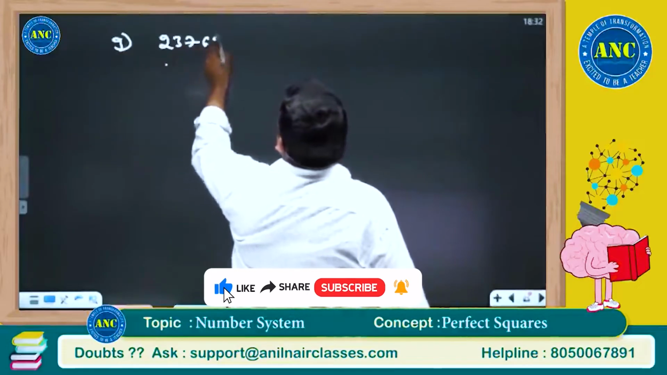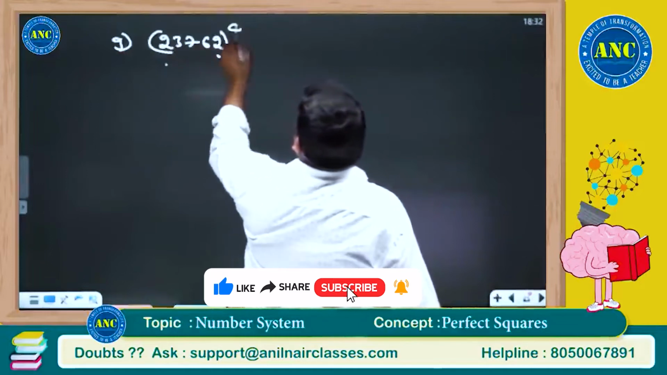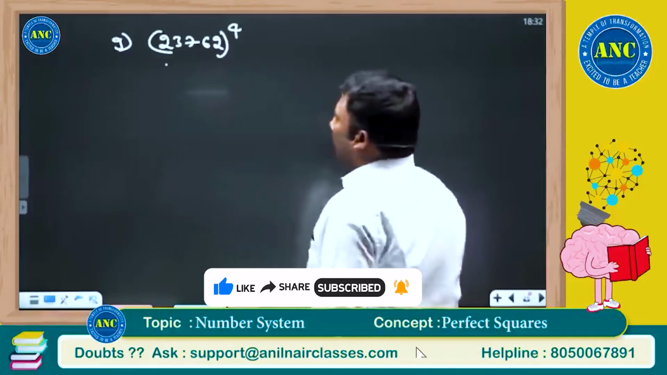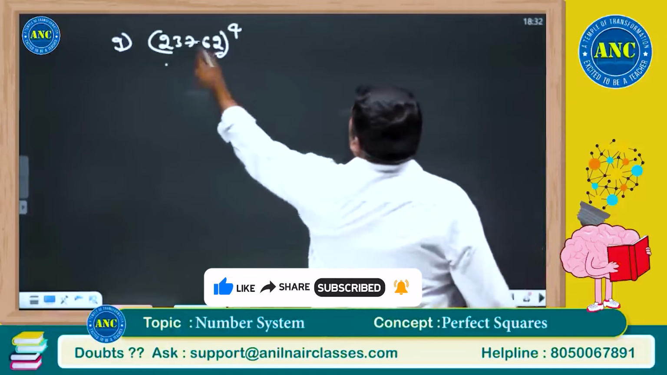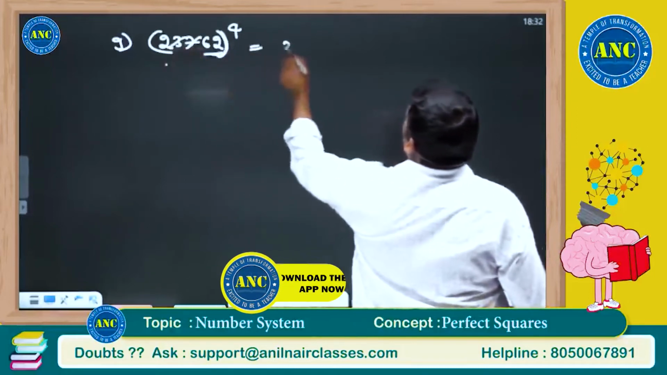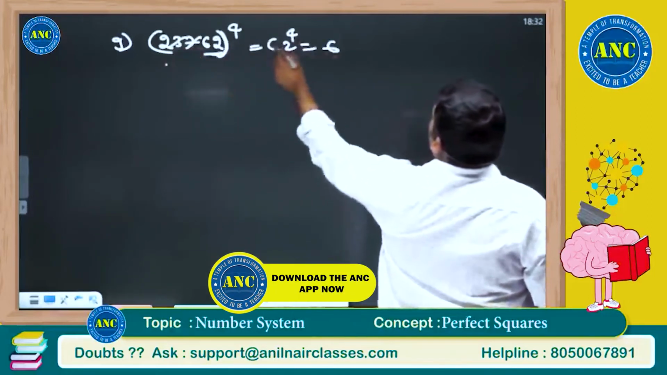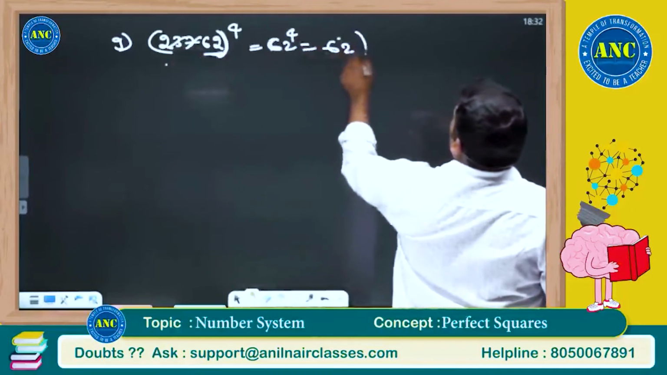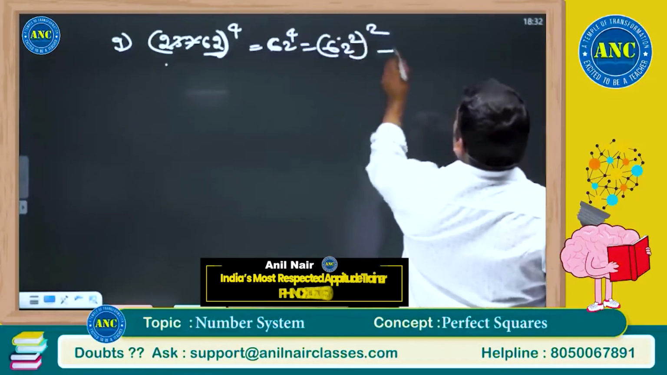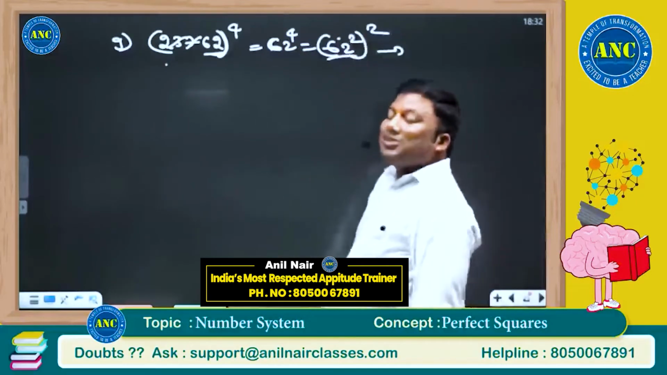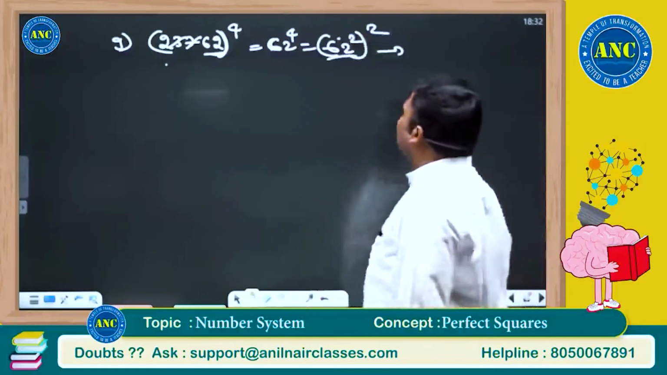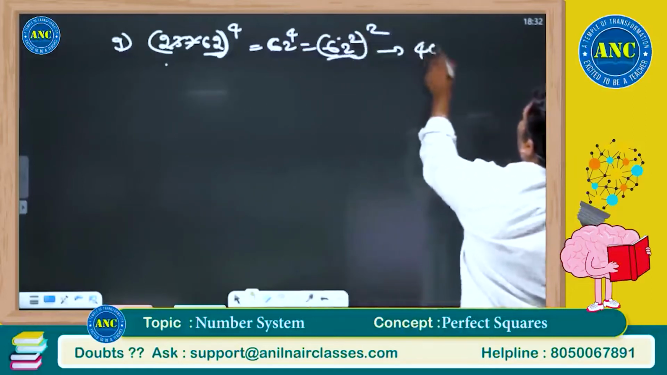237, 62 power 4. The last two digits we require. 62 power 4 is 62 square whole square. 62 is how much more than 50? It is 12 more. 12 square is 144.